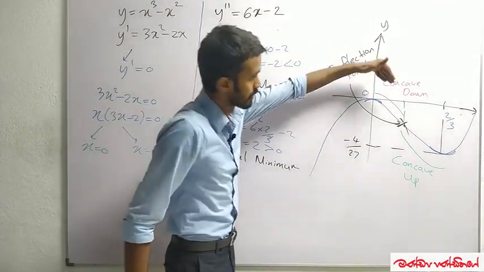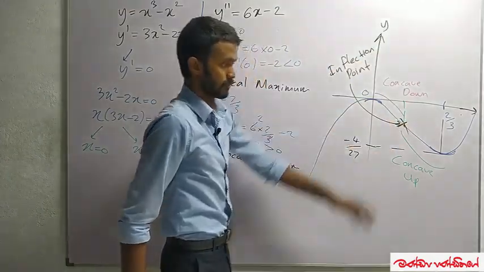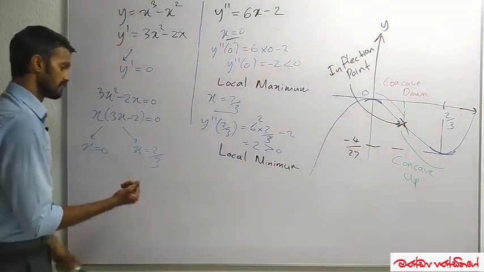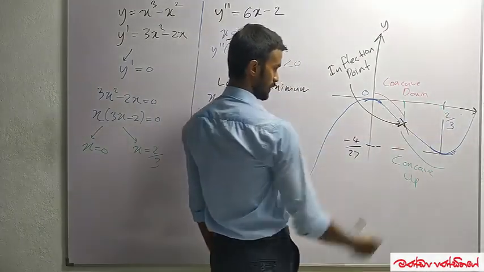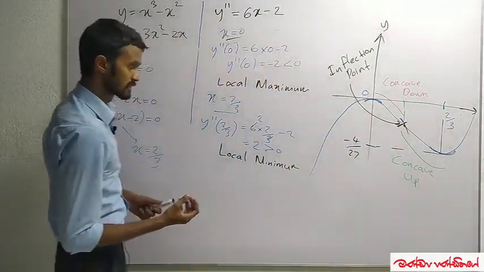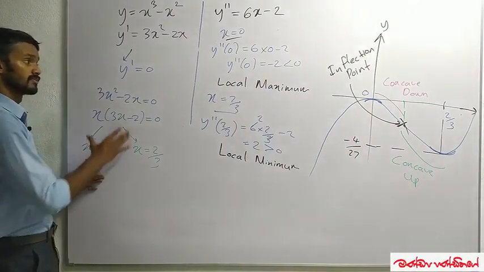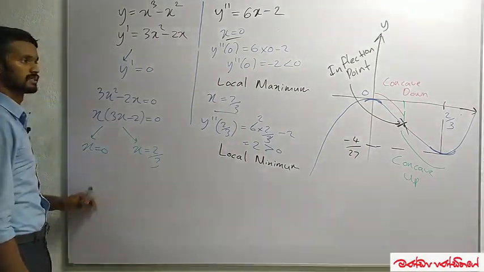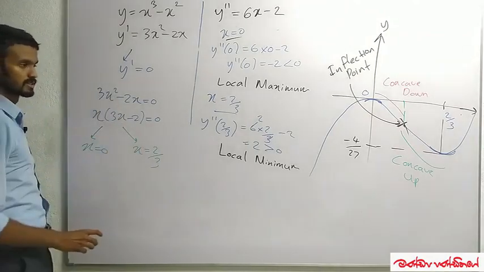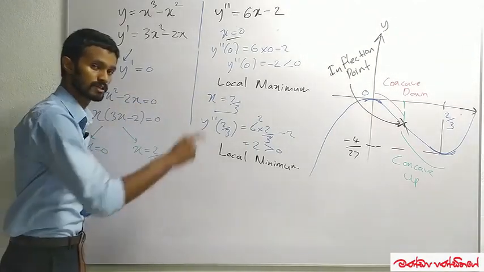Okay, and then I was talking about this concave nature and inflection point. Why didn't we get this inflection point? So there's an inflection point between 2/3 and 0. Why didn't we get that inflection point when we make the first differentiation equal to 0?